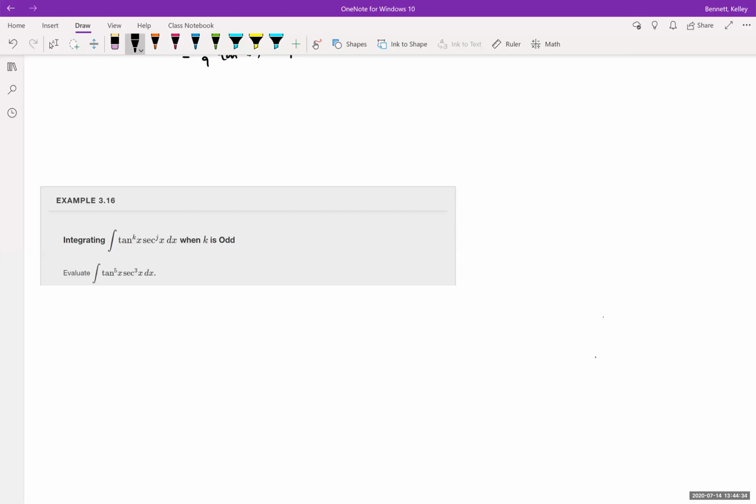So in this example, when the power of tangent is odd, think about this. If I have like tan to the 5, this is going to be tangent to the 4th times tangent. And these can all be converted into a secant, which is nice. And then whatever other secants we have over here, I just peel off one of those to join with my tan so that I have secant tan for my du.